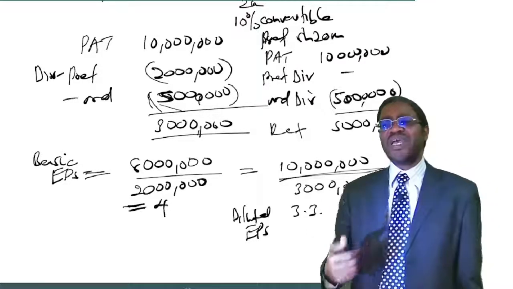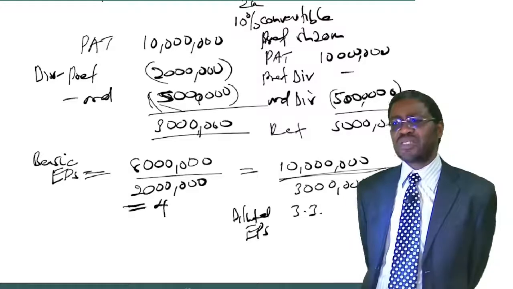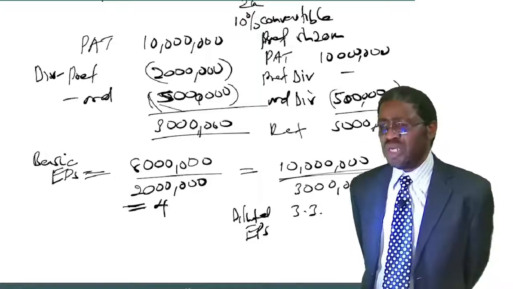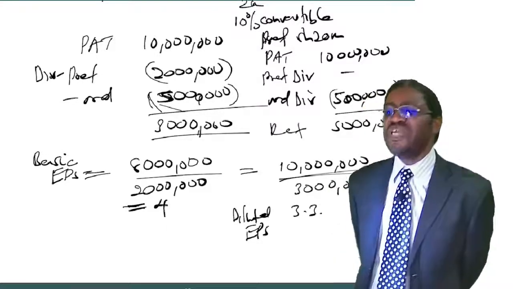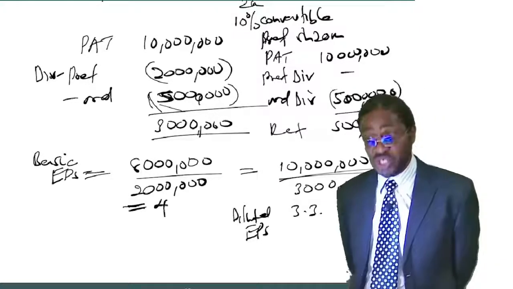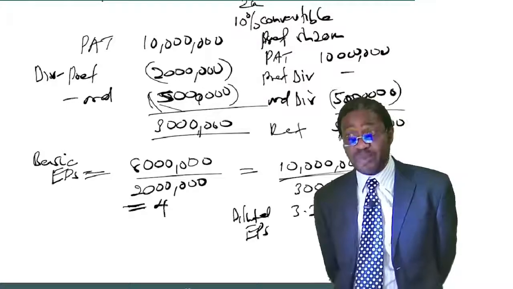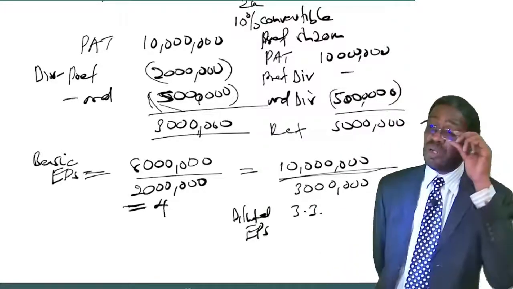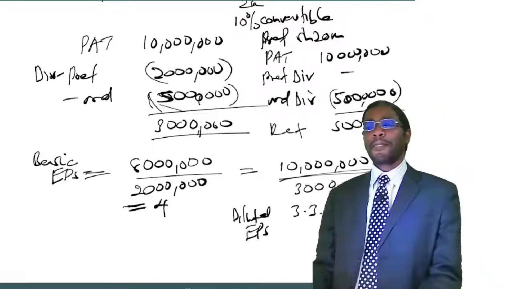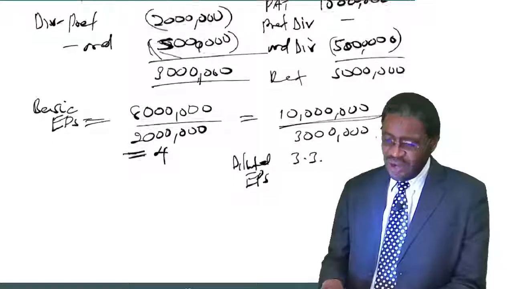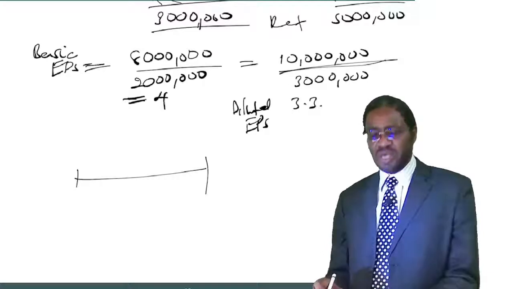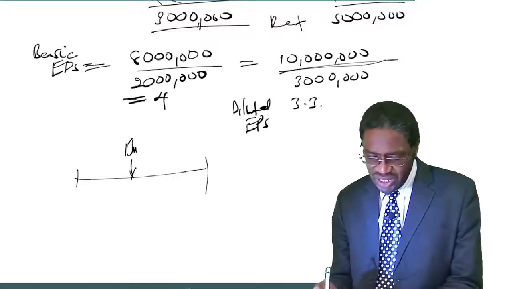So we are telling the existing shareholders, listen, currently you are earning 4 shillings per share, but it is possible your earnings could be diluted to 3.3 per share because of the convertible preference. Because of the convertible what? Preference. Good.